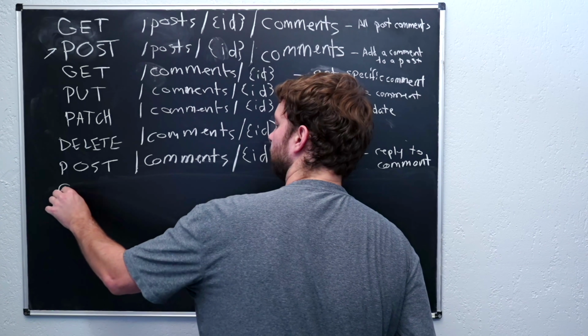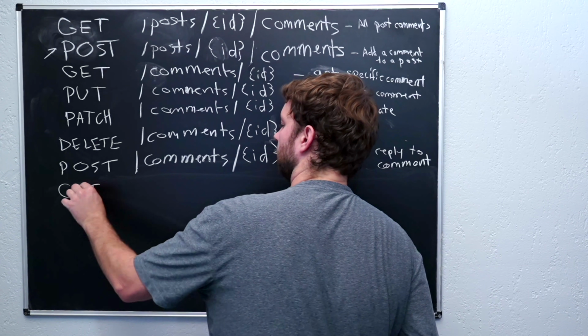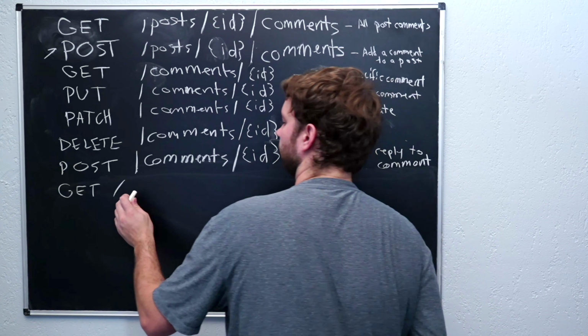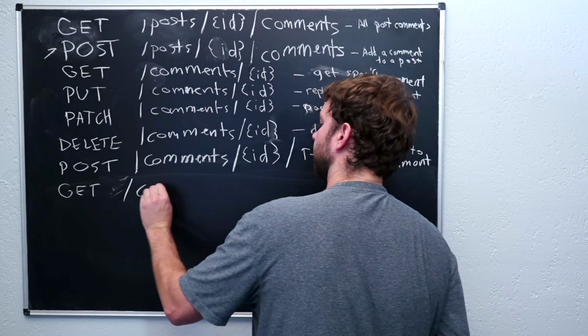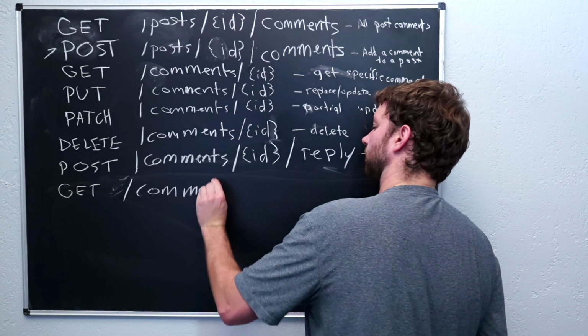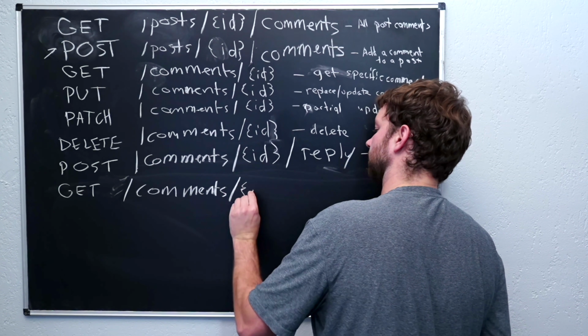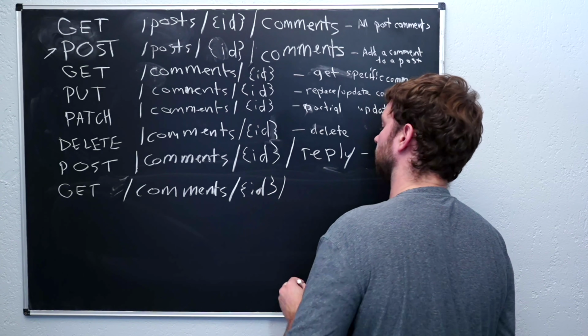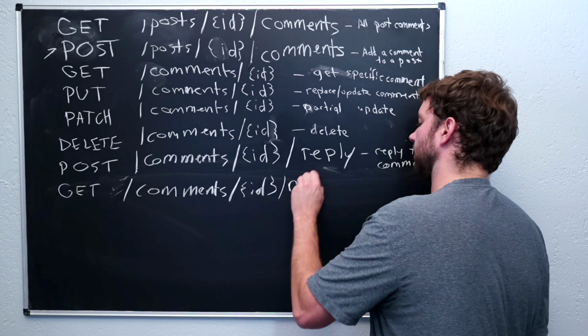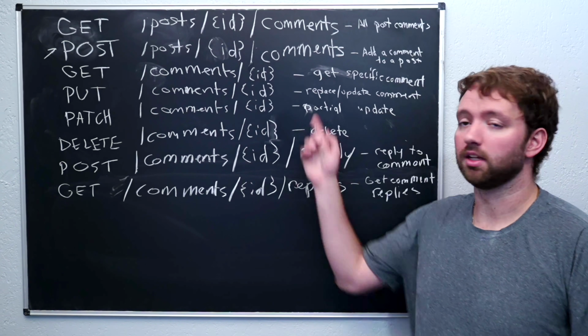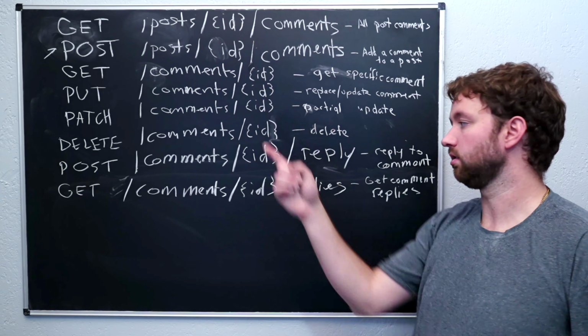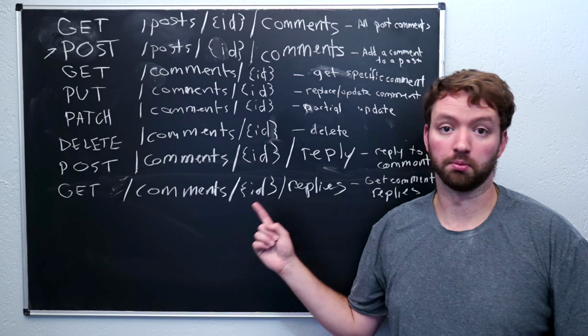Let's go with one more example, which would be to get a comment's replies. So this might be at /comments/comment ID/replies. Same idea here. We don't really care about what post it's on. All we need is the ID of the comment we're replying to.